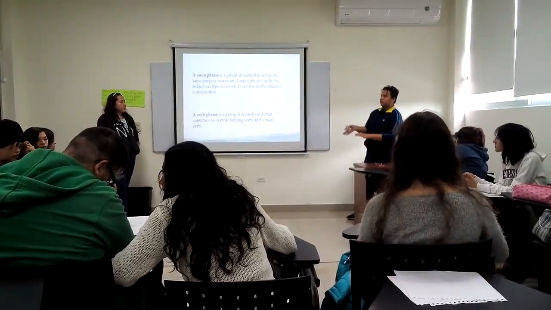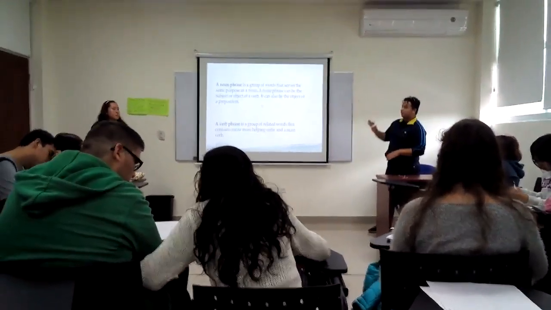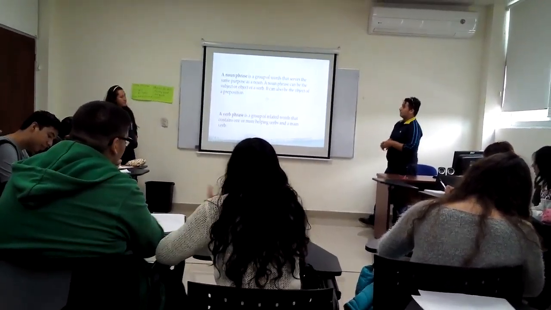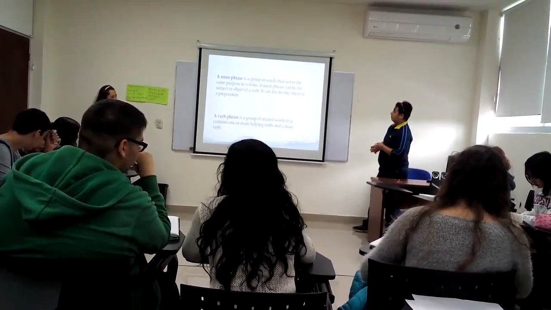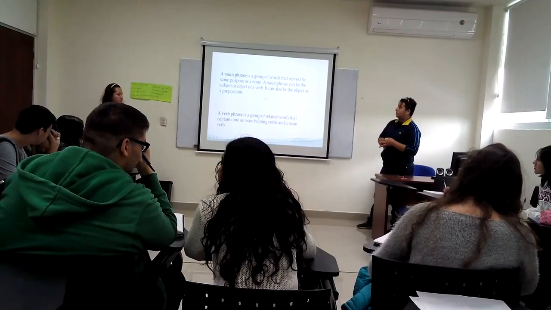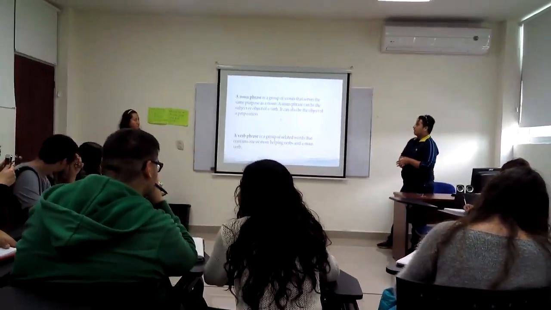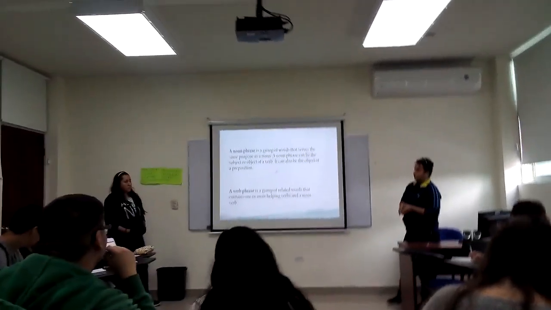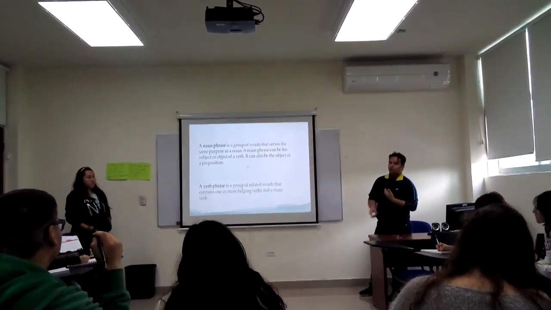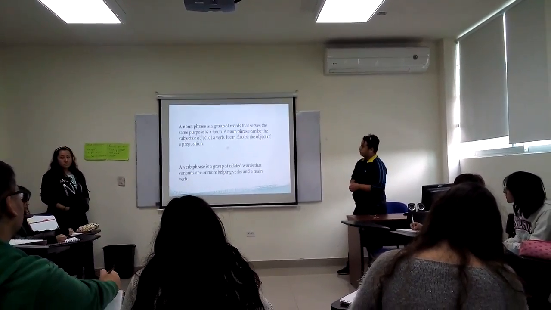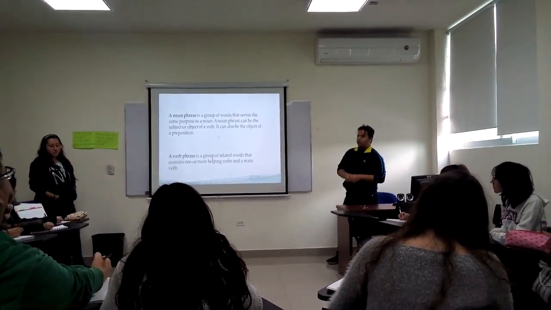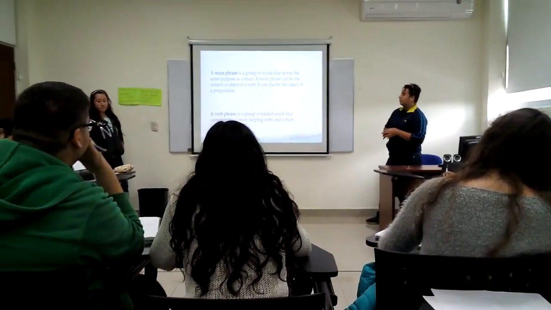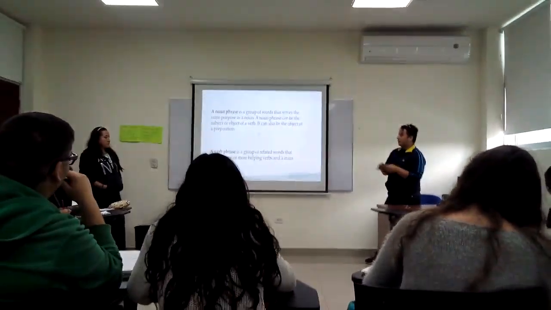Well, now you want to see what a noun phrase is. It's a group of words that serve the same purpose as a noun. And a noun phrase can be the subject or object of a verb. It can also be the object of a preposition. Another thing is what we call the subject. And a verb phrase is a group of related words that contains one or more helping verbs and a main verb.